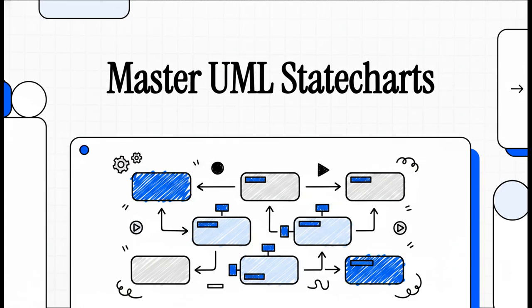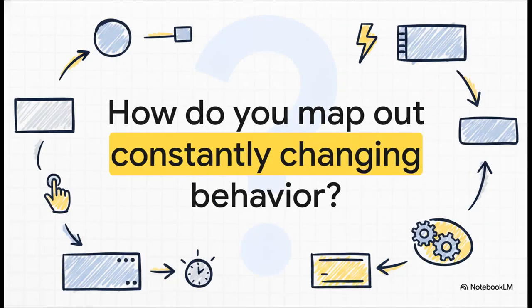Welcome to this explainer. If you've ever felt completely overwhelmed trying to model the wild, constantly shifting behavior of software, well, you're in exactly the right place. Today, we're going to demystify UML state chart diagrams and learn how to take all that chaotic behavior and map it into perfect visual order. So, let's jump right in.